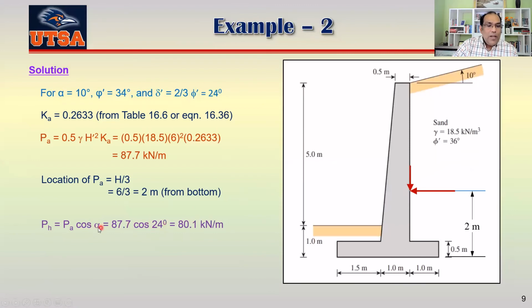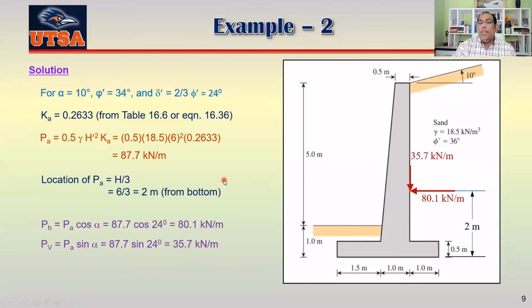No, I actually made a mistake here. This is not alpha, that would be PA cosine delta prime. So that's 87.7 cosine 24 degree, so this is 80.1 kilonewton per meter. Similarly, this one is sine 24, which is 35.7 kilonewton per meter.